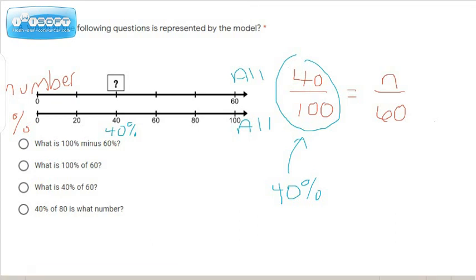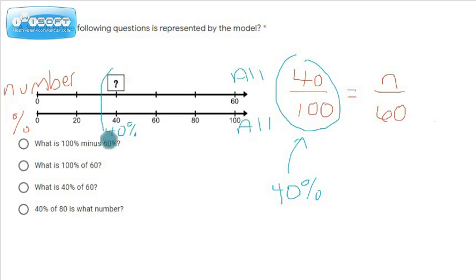We're going to take a look at questions 8, 9, and 10. They're asking here, which of the following questions is represented by the model? And the top line is talking about a numeric value, where the bottom line is talking about percent. How do we know it's talking about percent? Because all of it would be 100%, and we have the 100 right here.